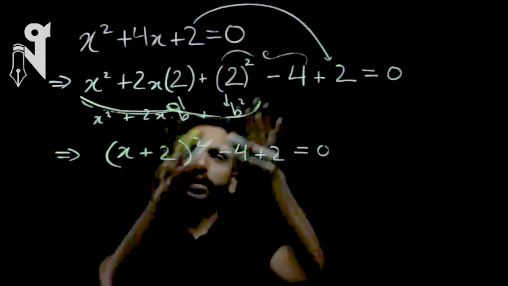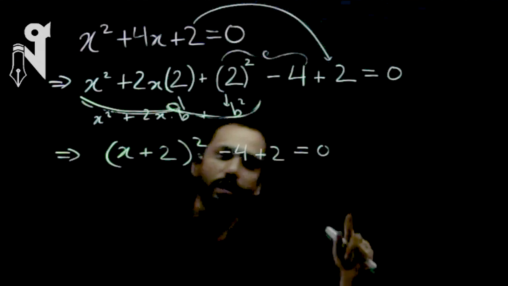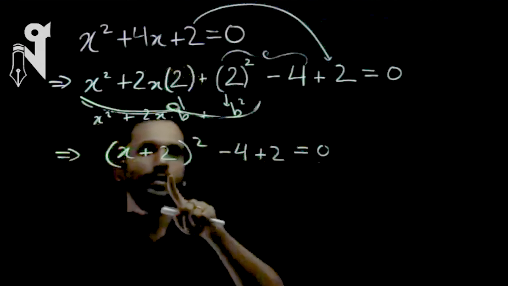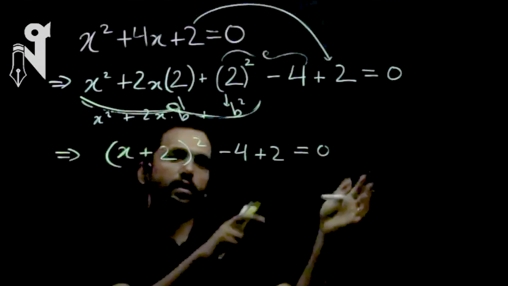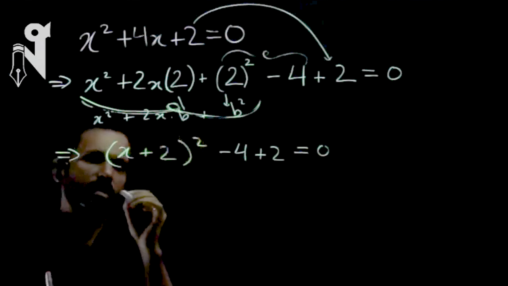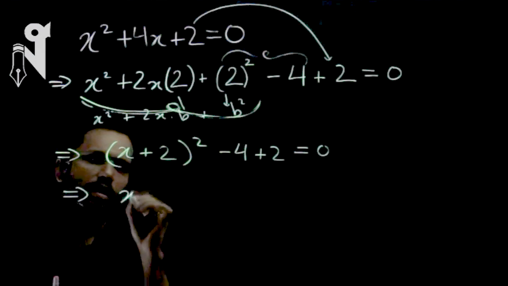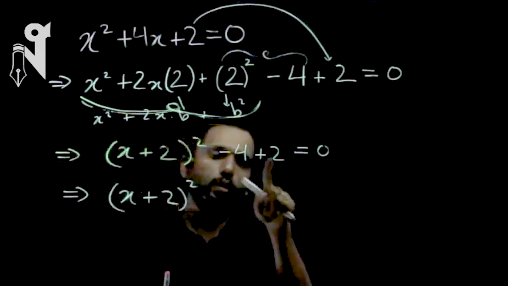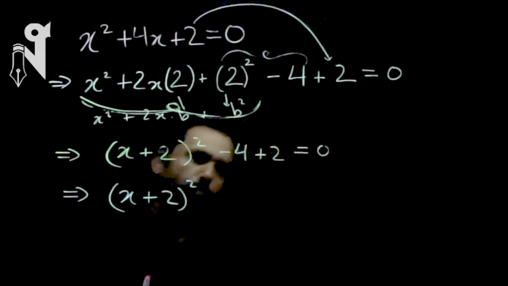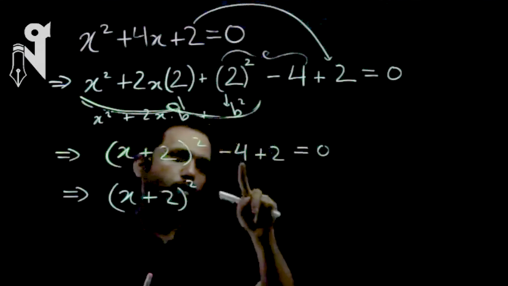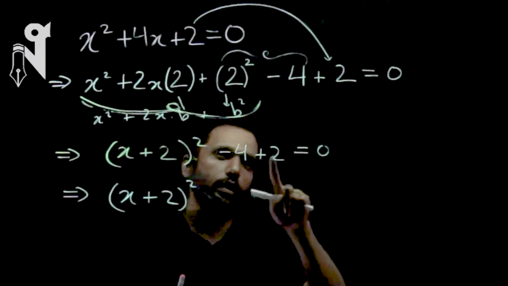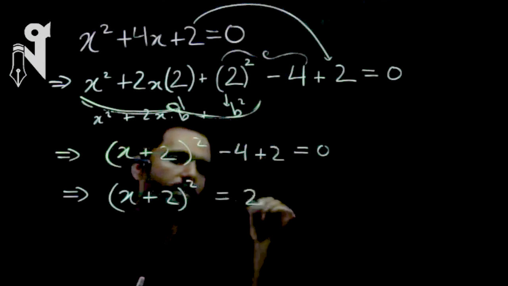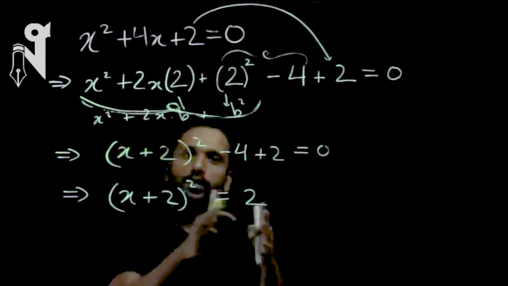This is almost the format that was required while we were solving the simpler ones, which was not in this format but in a whole square format. So keeping the whole square on one side and taking the numbers on the other side, we have (x + 2) whole square. Minus 4 plus 2 is minus 2, taken on the other side, it becomes plus 2. Or if I take the 4 on the other side, it's plus 4, and the 2 on the other side is minus 2. So 4 minus 2 is 2. So (x + 2) whole square is 2.